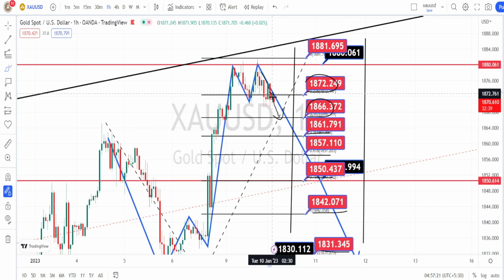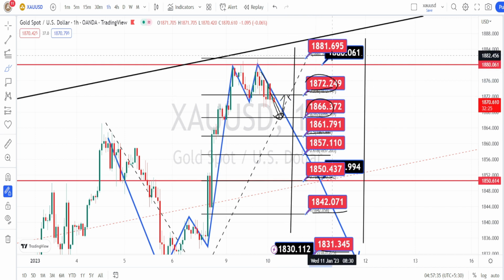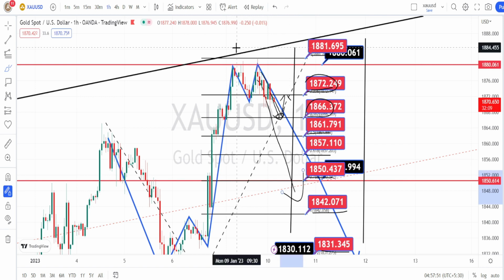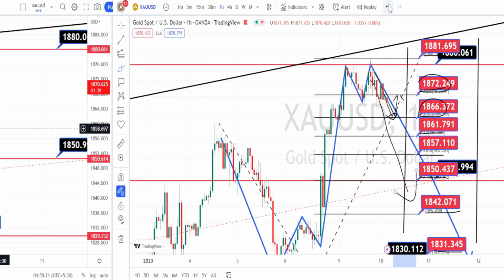And if the price action takes support at the support level of 1866 and bounces back on the bullish side retracement, the immediate resistance is going to be around 1872 and 1881. And currently the price action in the hourly time frame is on a bearish side retracement. Let us look at the price action in the 30 minutes time frame.